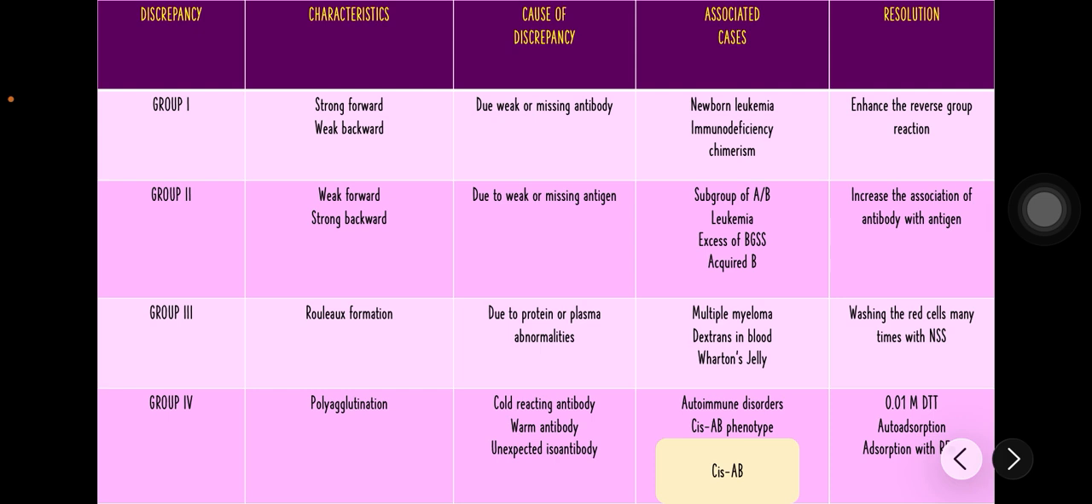For unexpected ABO antibodies, for instance, an A2 individual may produce a naturally occurring anti-A1 antibody that reacts with the reagent A1 cells in the reverse type. So in order to resolve group 4 discrepancies, we often require warming the blood to 37 degrees Celsius to dissipate cold antibodies, or performing specialized adsorption techniques to remove the interfering auto-antibodies.